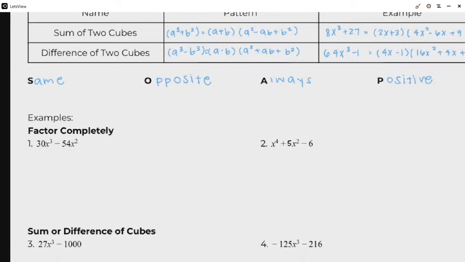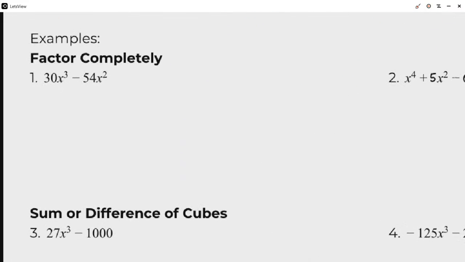Okay, so let's do a couple examples. First, we want to factor completely. We have 30x cubed minus 54x squared. Looking at the numbers 30 and 54, the greatest common factor is 6. And in x cubed and x squared, the greatest common factor is x squared. If we factor out a 6x squared, we're left with 5x minus 9. And we can't factor anymore, so this would be our final answer.